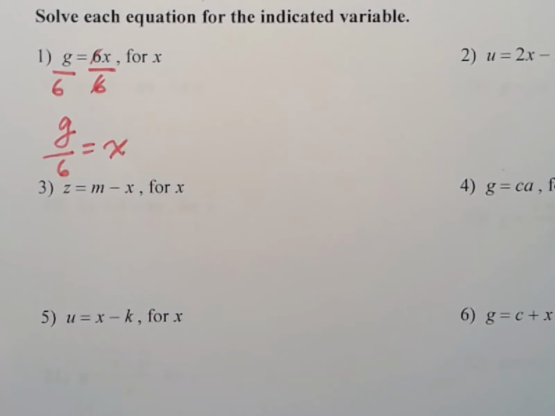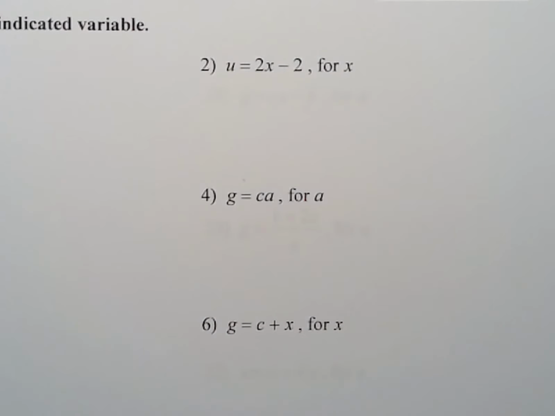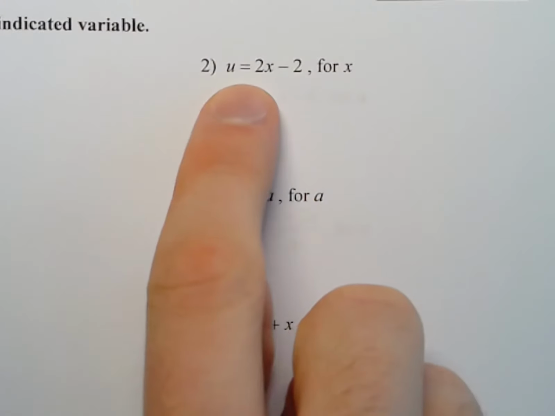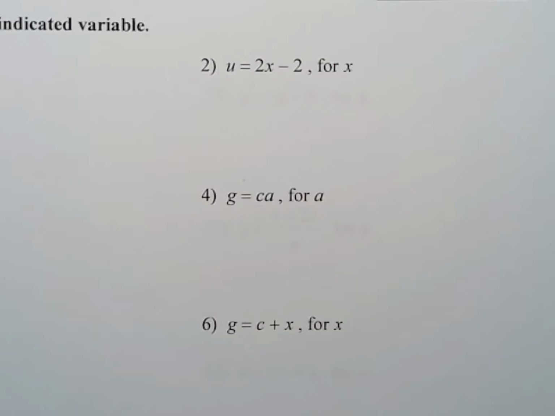I really should be doing this in a different pen. I'm going to retry this with a different pen. Okay, let's come over here. Okay, so what about u equals 2x minus 2, and we want to solve for x.